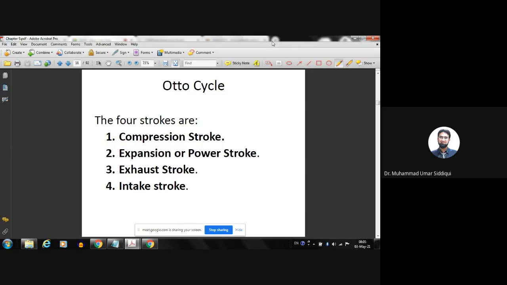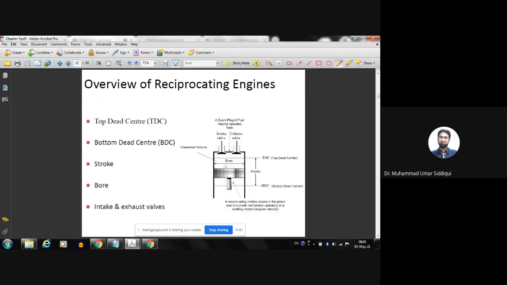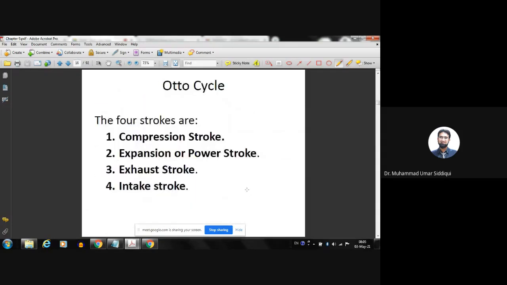So let's study the different strokes in an Otto cycle. First of all, let me remind you what a stroke is. When the piston moves from the bottom dead center to the top dead center, or from the top dead center to the bottom dead center, this length is the stroke. So the entire motion from top to bottom or bottom to top is a stroke. In the case of an Otto cycle, we have 4 strokes. The first one is the compression stroke. Then after that, we have the expansion or power stroke, then the exhaust stroke, then the intake stroke.